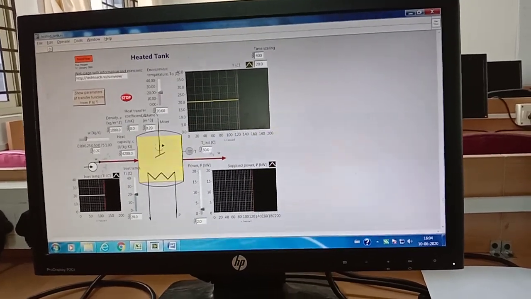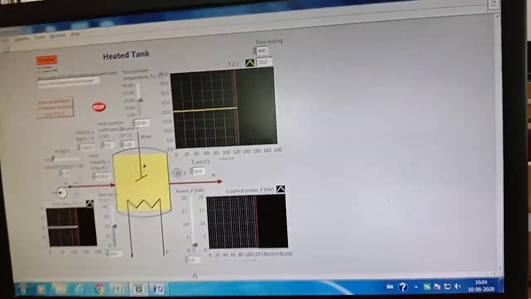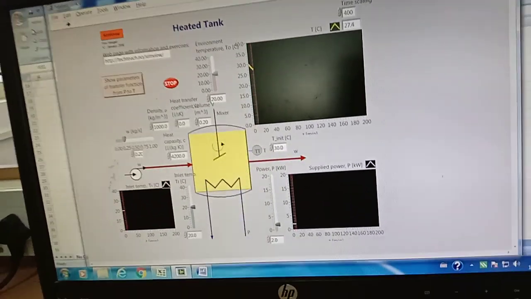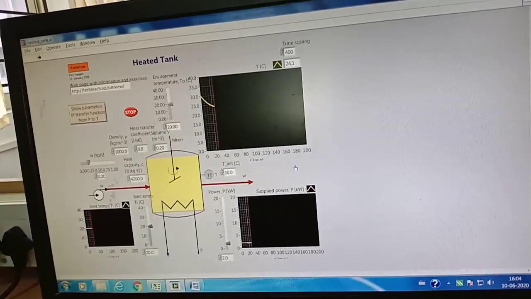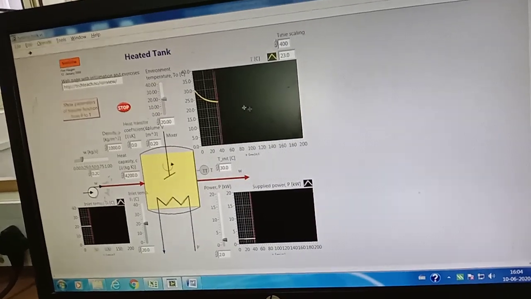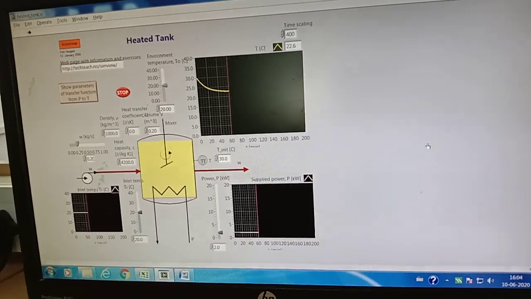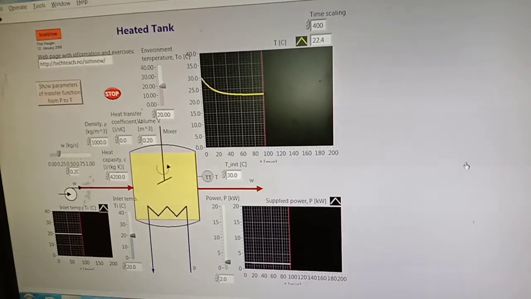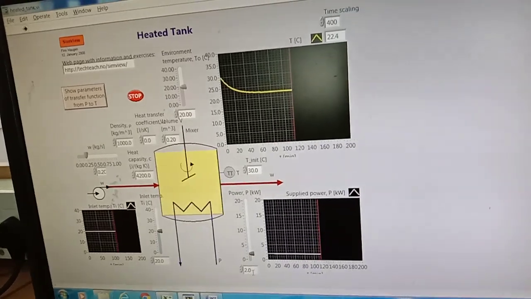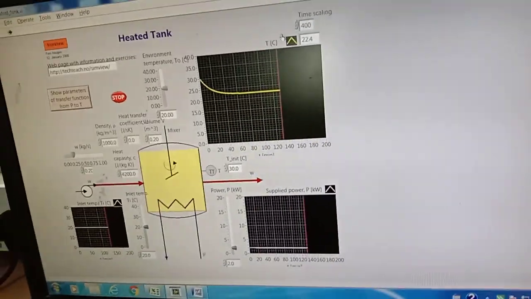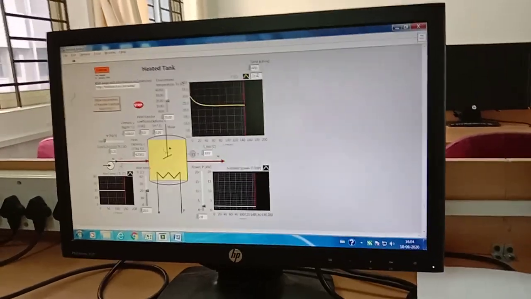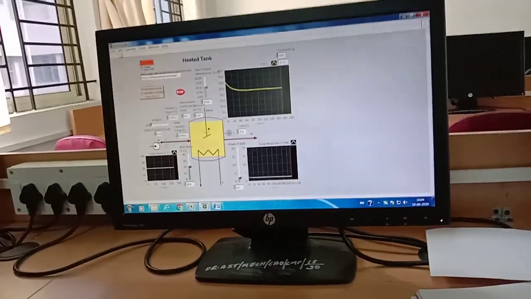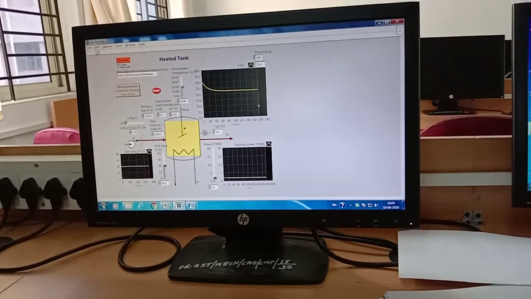Now after changing my settings, I am running my experiment. You can see that it is coming below 30 degrees Celsius. So the required temperature is not achieved. But what is the maximum output temperature I am going to get by using a 2 kilowatt power source? The maximum temperature is 22.4 degrees Celsius.